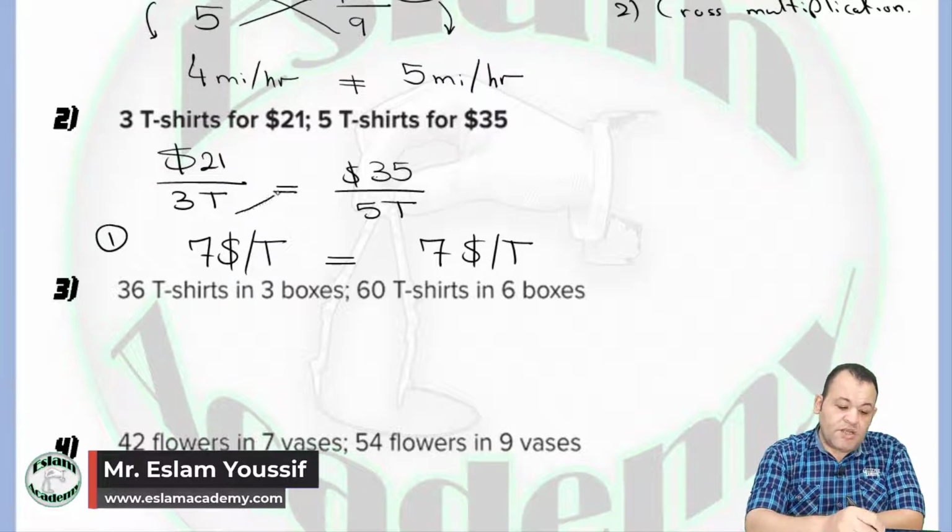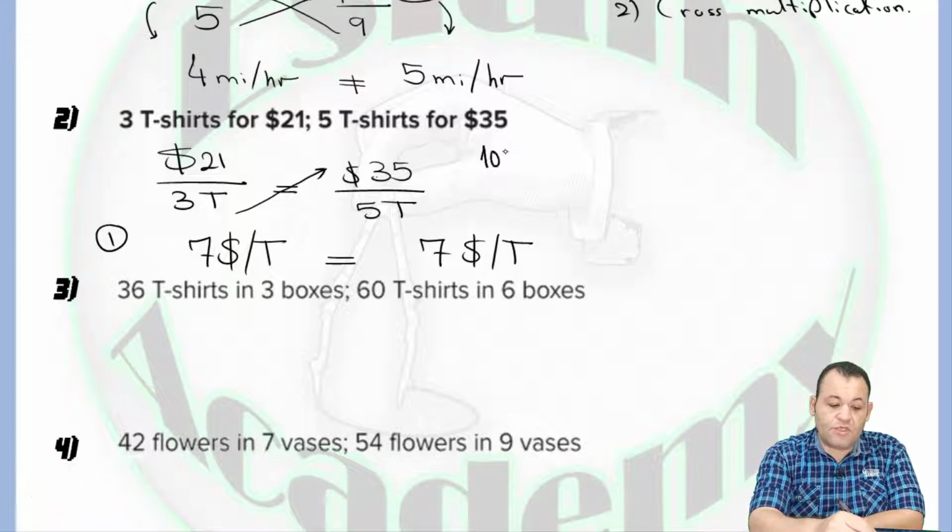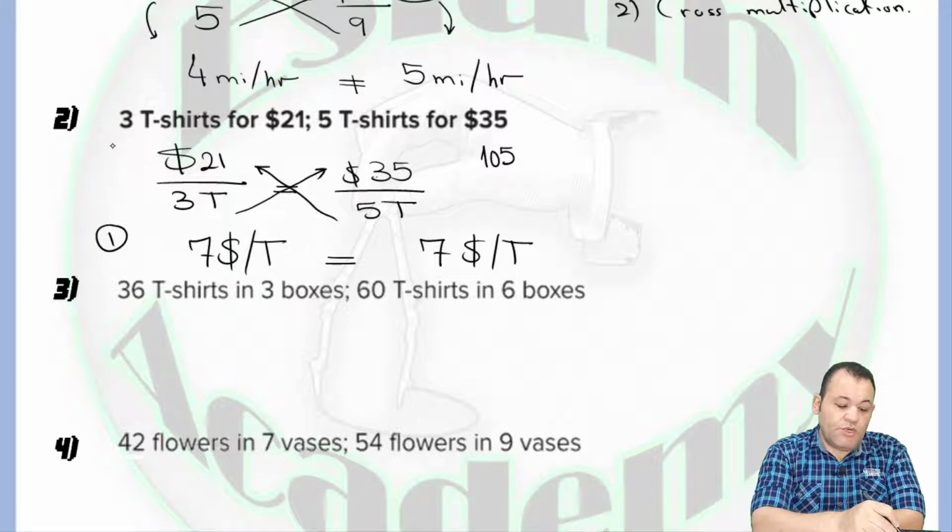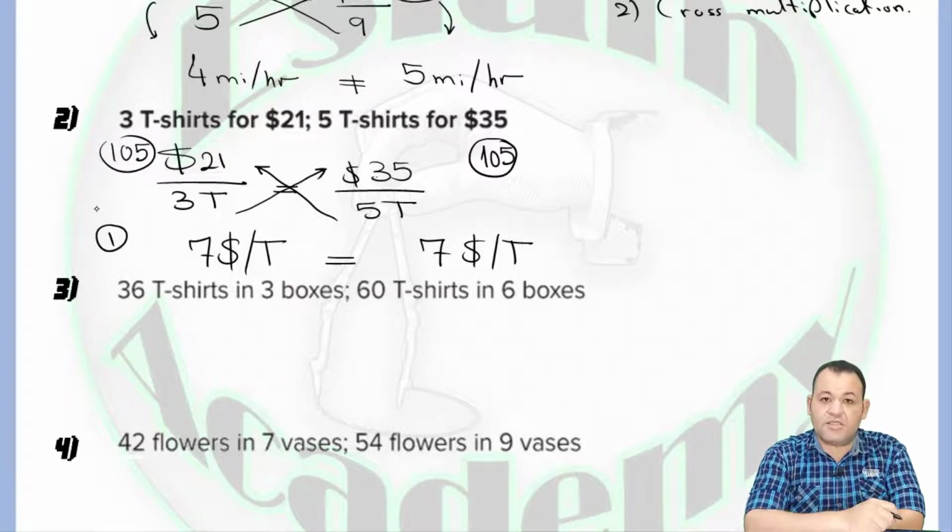Now we can say 3 multiplied by 35. 3 times 35 equals 105. 5 times 21 equals 105. If you look at the two numbers, you will find that they are the same. So we have equivalent rates. If the two numbers are the same, it means the two rates are equal. If the two numbers are not the same, it means the two rates are not equal. So we can find it by using cross multiplication or by using the unit rates.